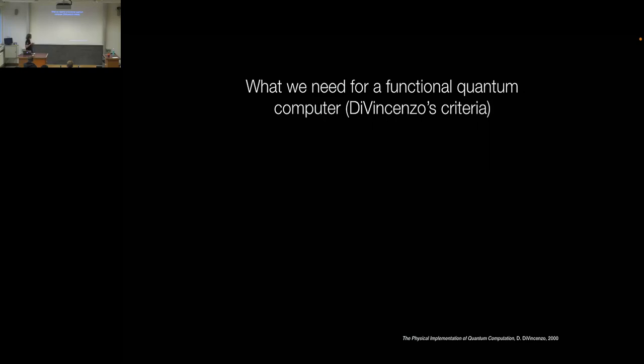But first, we need to ask ourselves, what do we actually need? David DiVincenzo in 2000, he was pretty smart and sat down and said, okay, there are five things we need. The first thing is that we need a scalable physical system with good qubits. The qubit is what Ilya has shown you. It's this physical entity that I can encode information in. And I need many of them, because I want to perform calculations that I can't do on a piece of paper. And they need to be good.